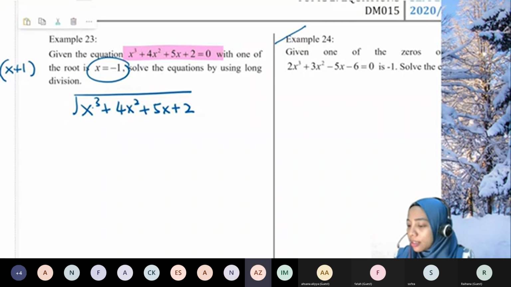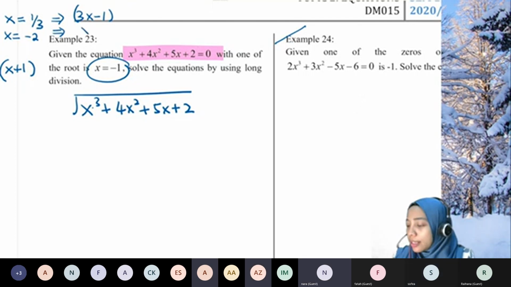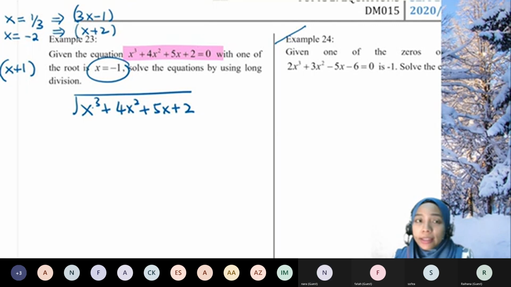Boleh cikgu congak sikit tanya you all, kalau roots itu adalah x equals to 1 over 3, so your factor adalah apa? 3x minus 1. Okay, very good. When your root is x equals to negative 2? X plus 2. Yes, x plus 2 itu yang you buat. Okay, so perhatikan elok-elok either you are given roots or factor. Okay, this here divisor ini mesti factor, x plus 1. Because kalau you salah yang ini, habis.